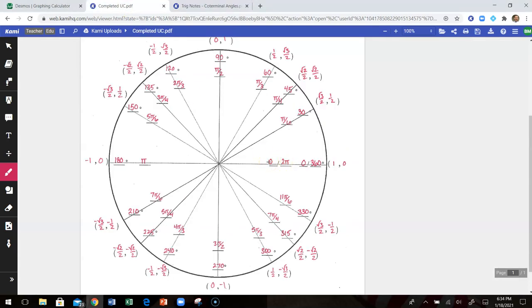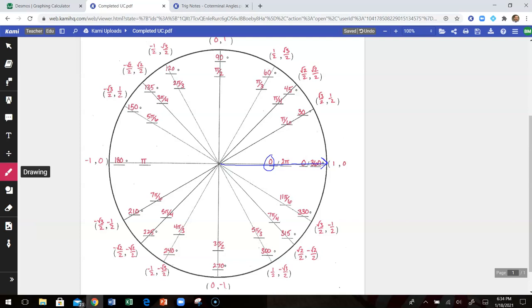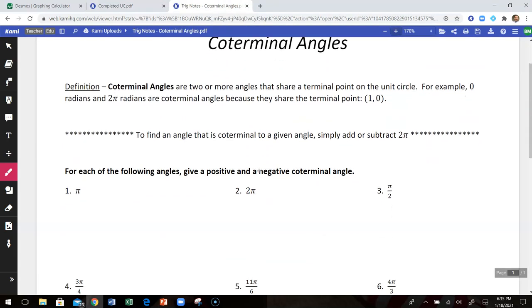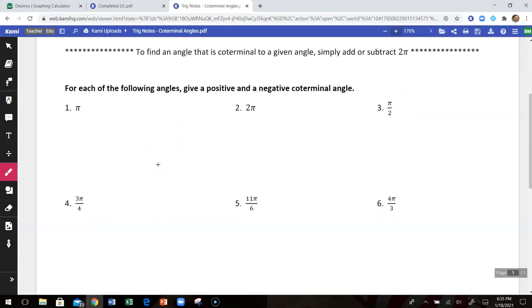What that means again is that the angle 0, which as an angle is just a line straight out to the right, and the angle 2 pi would go all the way around and end in the same location. That's the angle 2 pi. Those are coterminal because they end at the same point on the circle, and that point is (1, 0). Okay. Now, that means we can find coterminal angles to any angle on the unit circle.